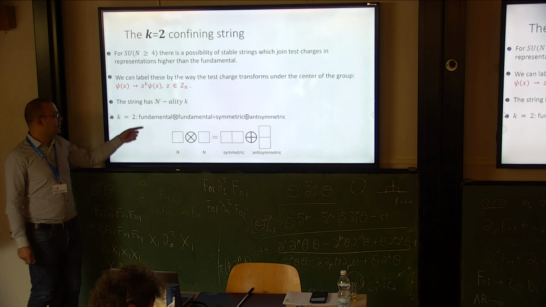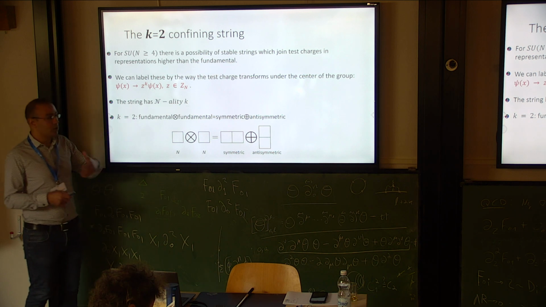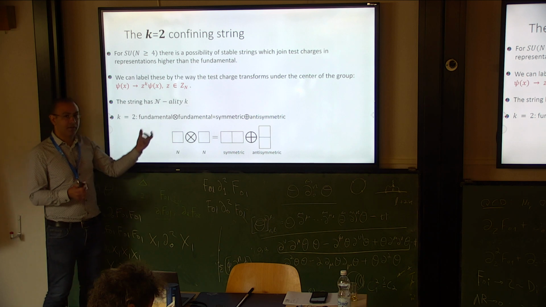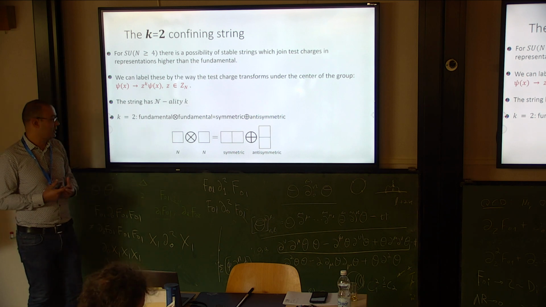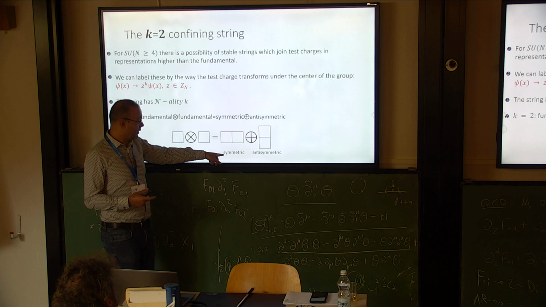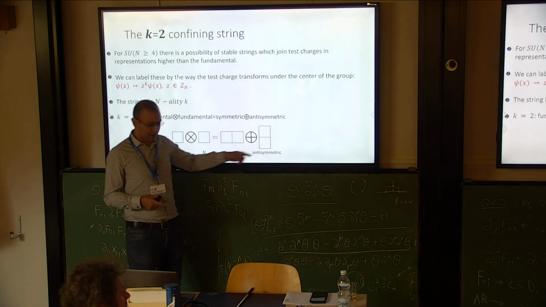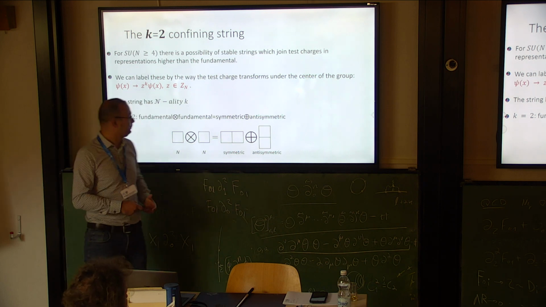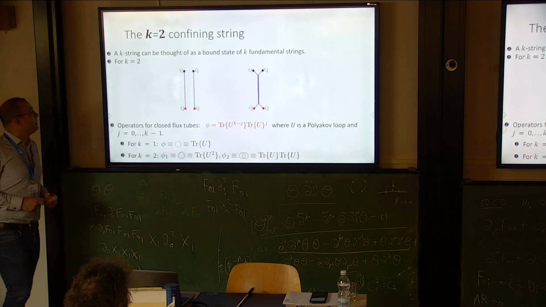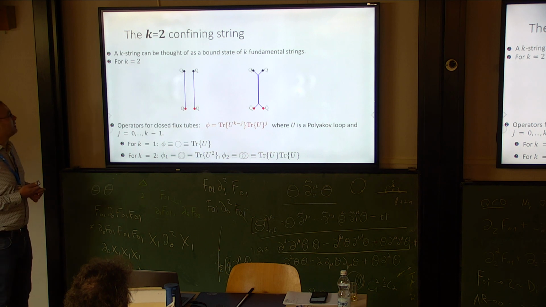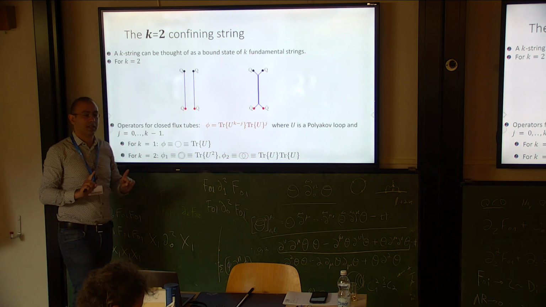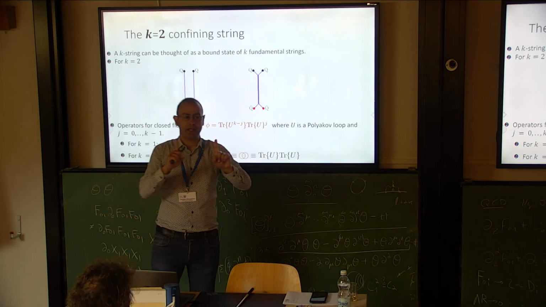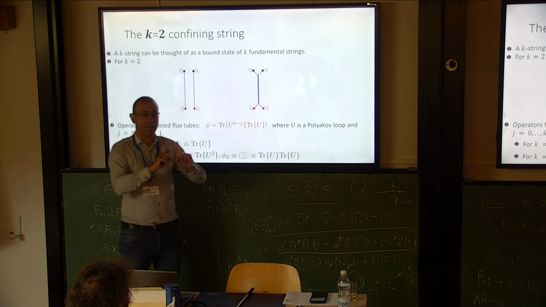Now the k equals 2 anti-symmetric representation can be built by taking the tensor product of 2 fundamental representations. And this will give us a symmetric and anti-symmetric. And there is a way to actually construct this on the lattice. Now, a k-string can be thought of as a bound state of k fundamental strings. So if you have k equals 2 fundamental strings, you can think of them binding, experiencing some repulsion and some attraction, okay?